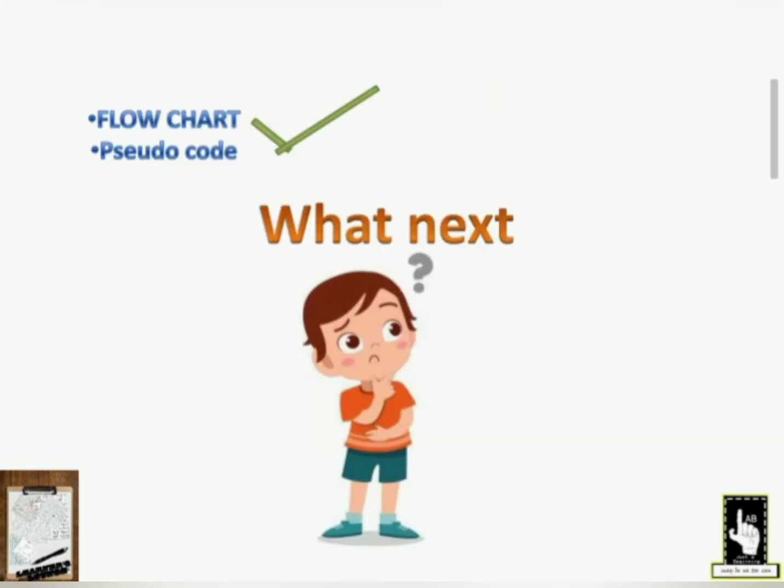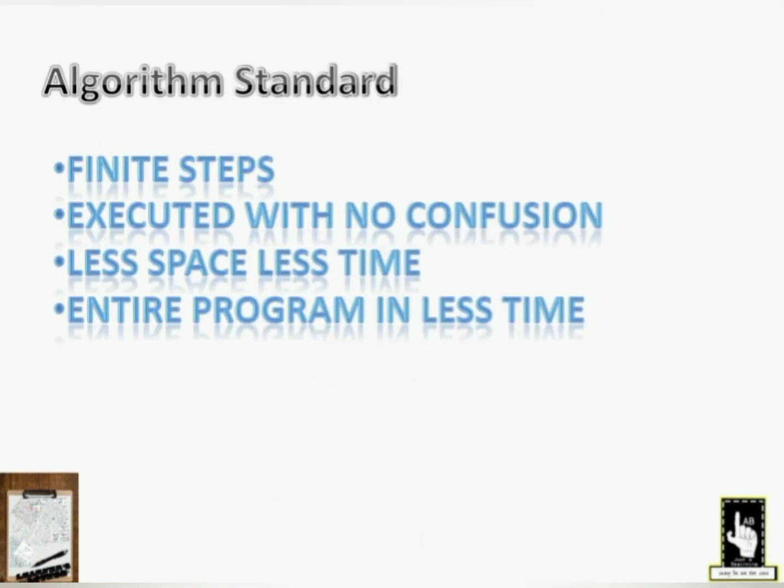After we are done with the flowchart or pseudocode, what next is to check the working of our solution, and whether our solution is in compliance with algorithm standards. That is, a solution has a finite number of steps. A solution can be executed without any ambiguity or confusion. Each step is executed within as little space and time as possible. The entire program should be done in a finite amount of time.